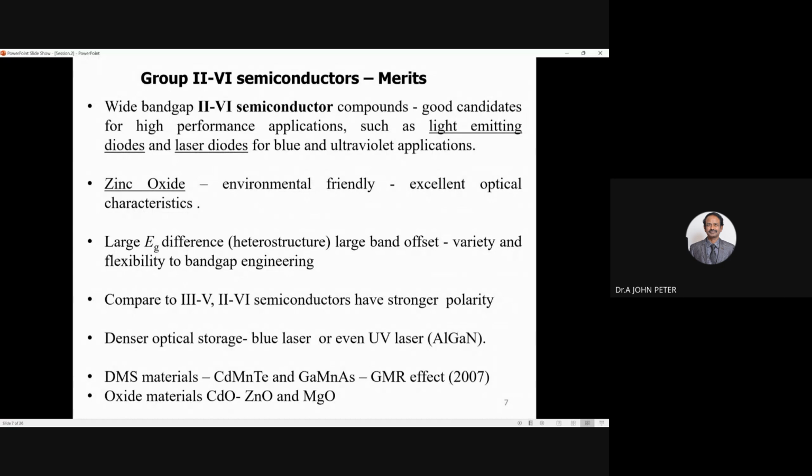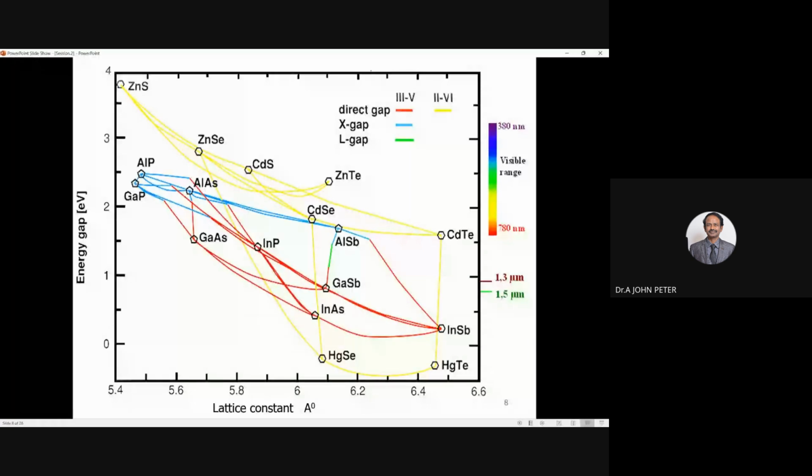Energy gap. Band gap is very, very important. You just look over here. Zinc sulfide has a high band gap, 4 electron volt. AlP, gallium phosphide. Gallium phosphide, of course, is an indirect band gap material, so we'll have to avoid it. And aluminum phosphide, ZnSe, AlS, gallium arsenide.